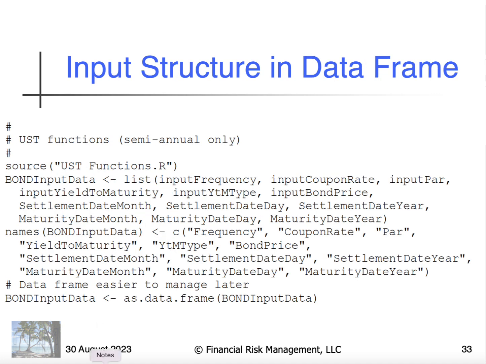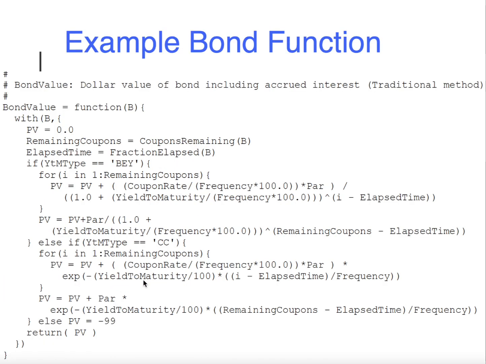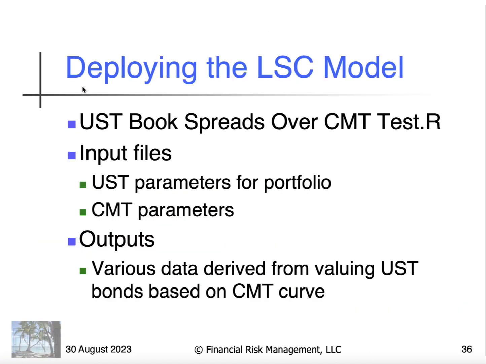And so we have a data frame basically of the bond input data. With that data frame, we can do a whole host of calculations based on pre-built functions. And these functions can value the bond, for example. If I deploy the LSC model, my interest is the spread over the CMT, and that'll be the calculations we make. The US Treasury parameters for the portfolio will be provided. The CMT parameters will be provided, and the outputs will be various data derived from valuing US Treasury bonds based on the CMT curve.